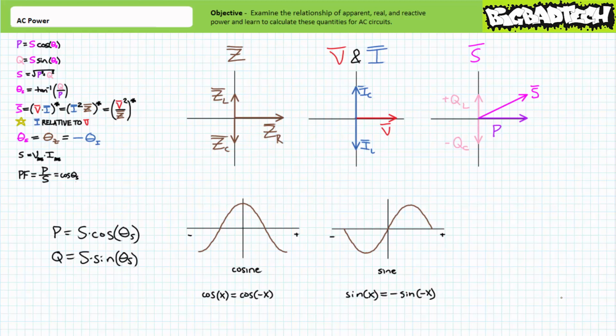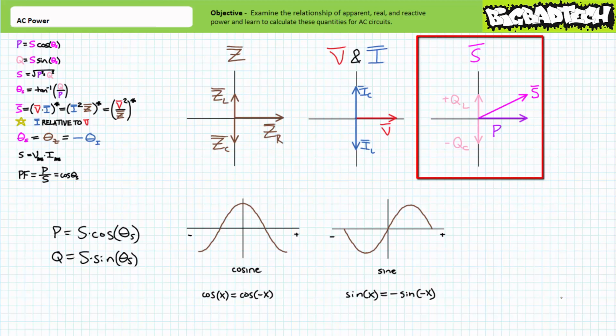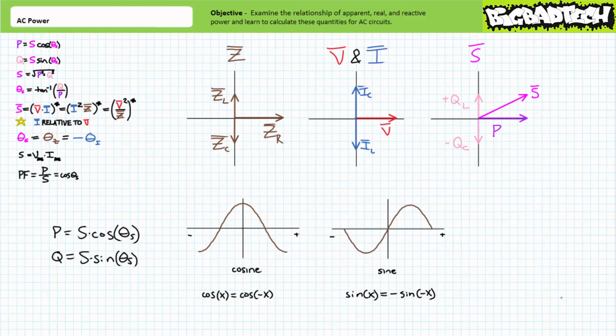This being said, all this yammering about signs aside, just remember, inductive occasions in which current lags voltage are assumed to have positive reactive power, and capacitive occasions in which current leads voltage are assumed to have negative reactive power, and you'll do just fine. The magnitude of the sine function is still the same for positive and negative angles, it's just the polarity that's swapped. Alright, I do believe we've finished at least the conceptual discussion of AC power.